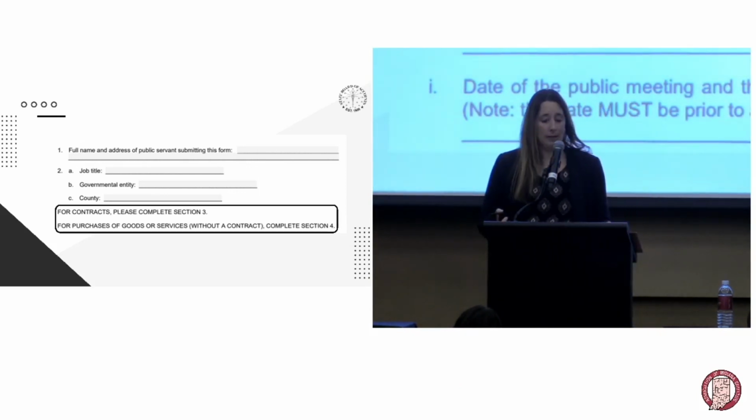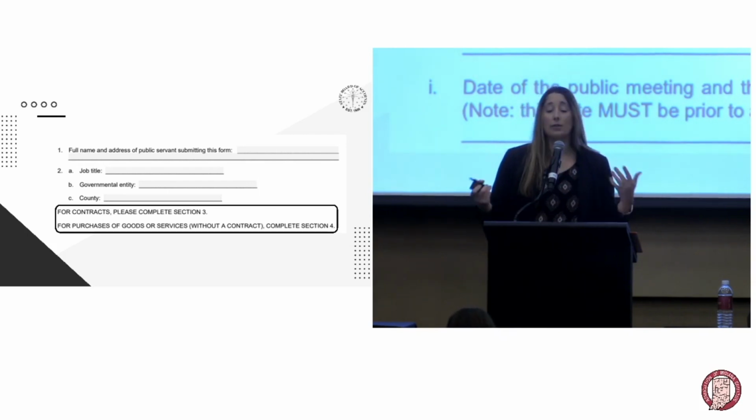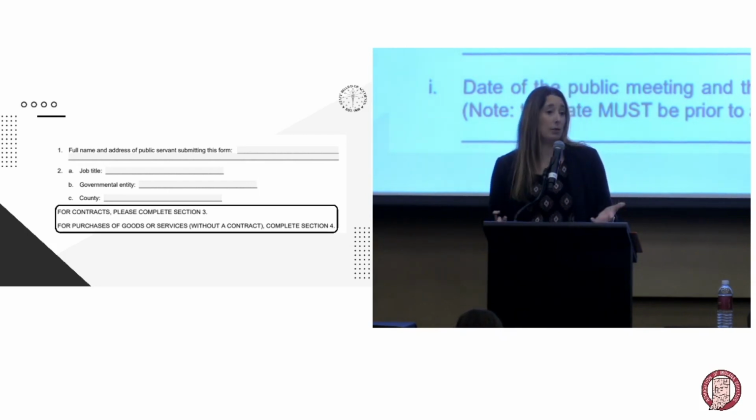All right, we'll start with section 3. Section 3 and section 4 have similar information in them, but we just broke them out. Again, section 3 is what you're going to provide if you have a contract, right? So if you own a business and the county's going to contract with that business, those kinds of things, and you have that contract, this is the information.